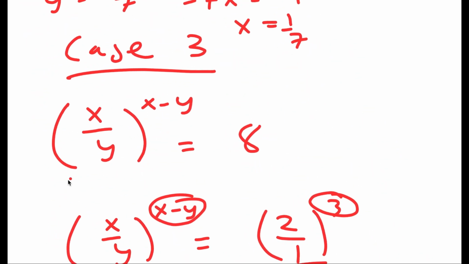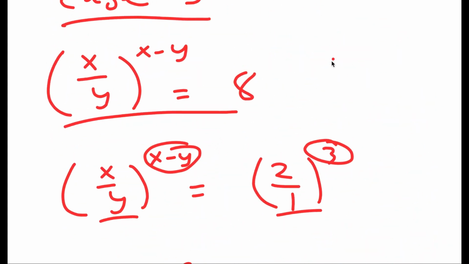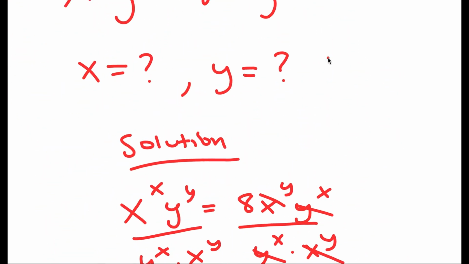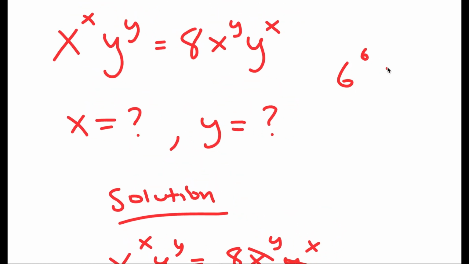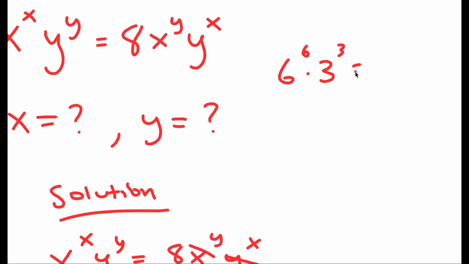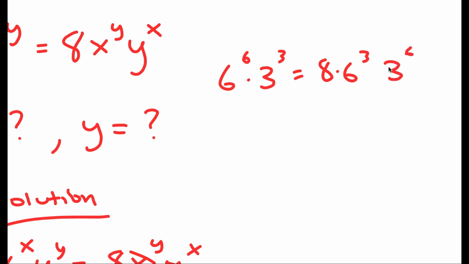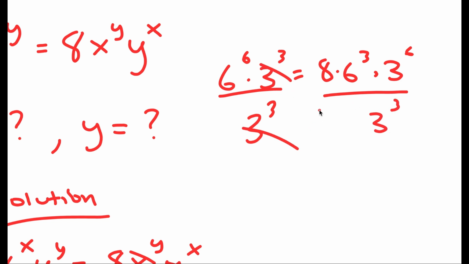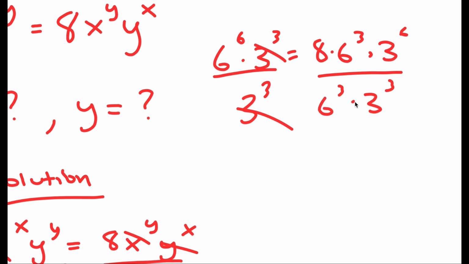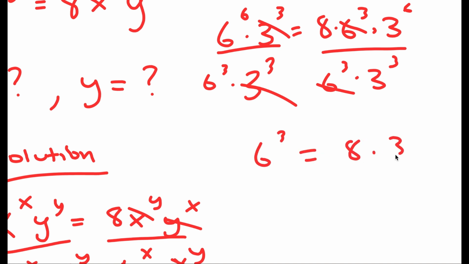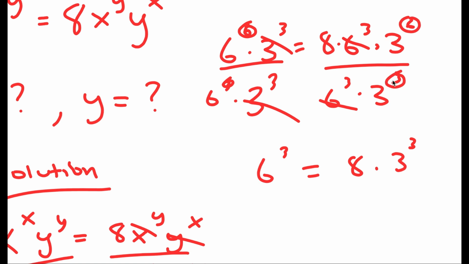because if you go over here, if I plug in 6, or sorry, we can actually just check using our equation over here. So when x equals 6 and y equals 3, I get 6 to the power of 6 times 3 to the power of 3 is equal to 8 times 6 to the power of 3 times 3 to the power of 6. So we can be smart by this by first dividing both sides by 3 to the power of 3. And dividing both sides by 6 to the power of 3. So I have 6 to the power of 3 is equal to 8 times 3 to the power of 3, because these two subtract and these two subtract.